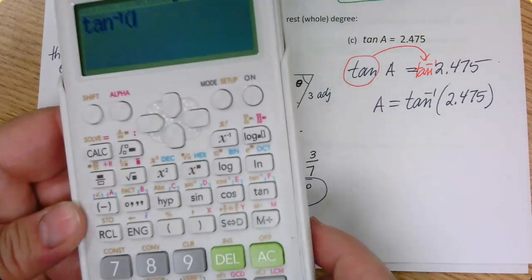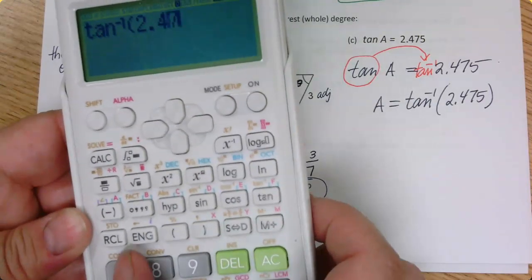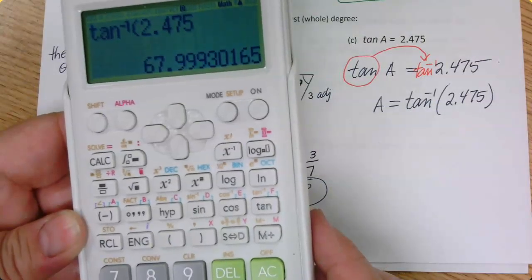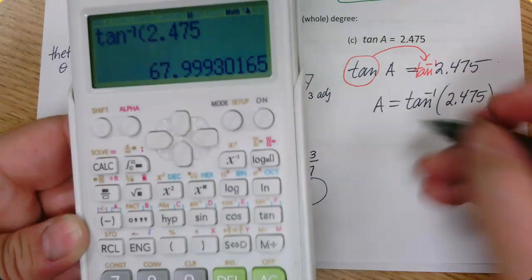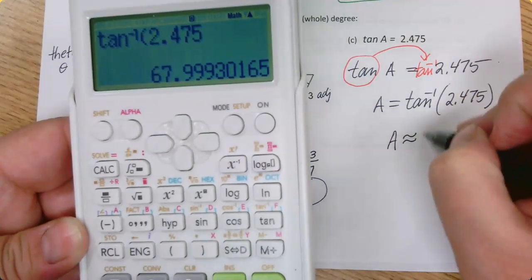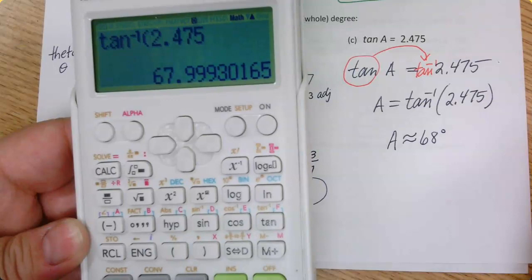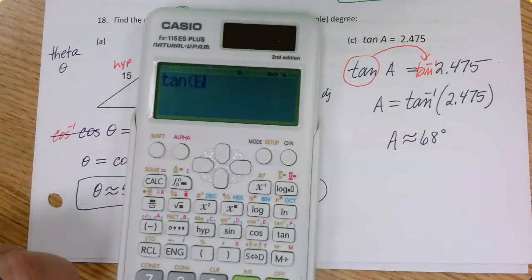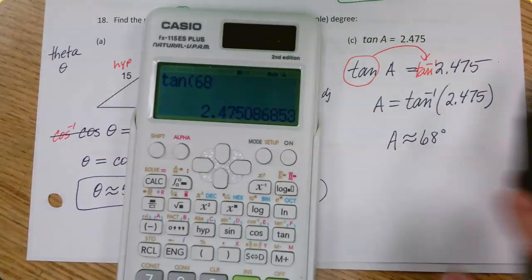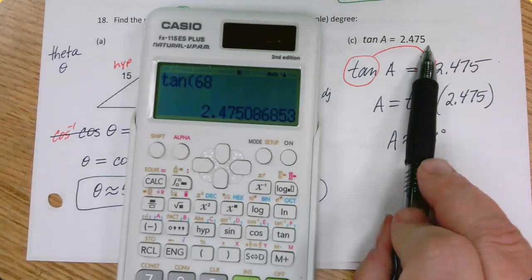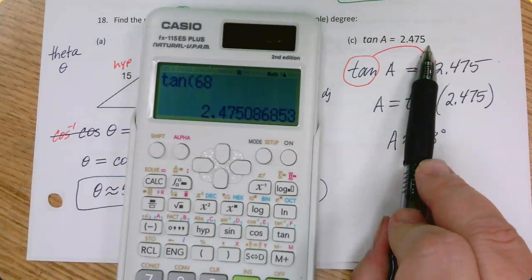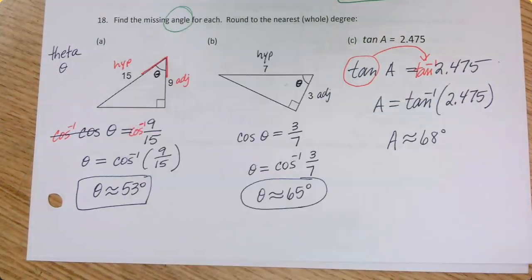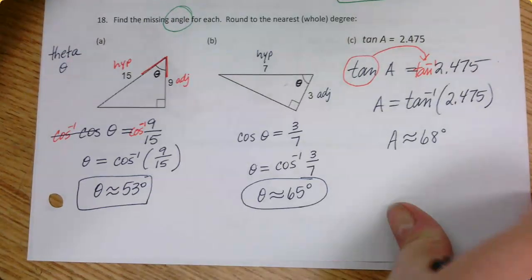And then I'm going to type in 2.475. And I was about to say, and then it goes away. No, it gives me 68 degrees. There we go. So what does this mean? This means if I were to take the tangent of 68 degrees, I should get something close to 2.475, and I do. Why is it not exactly the same? Well, because we're rounding. We rounded to get this 68. So it's going to be close, but not exact.